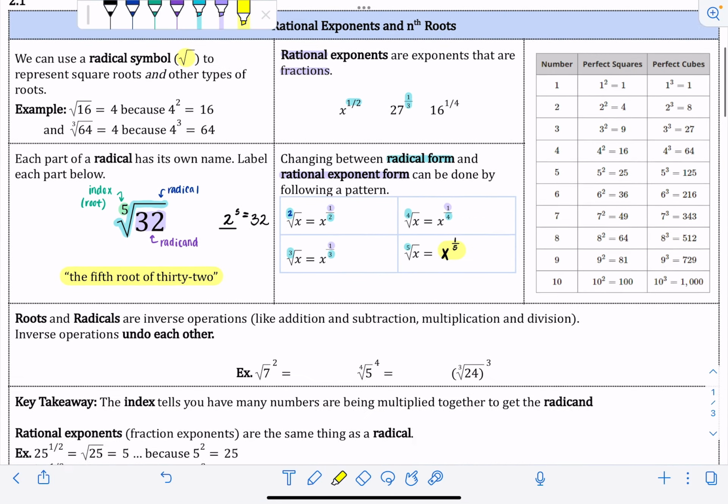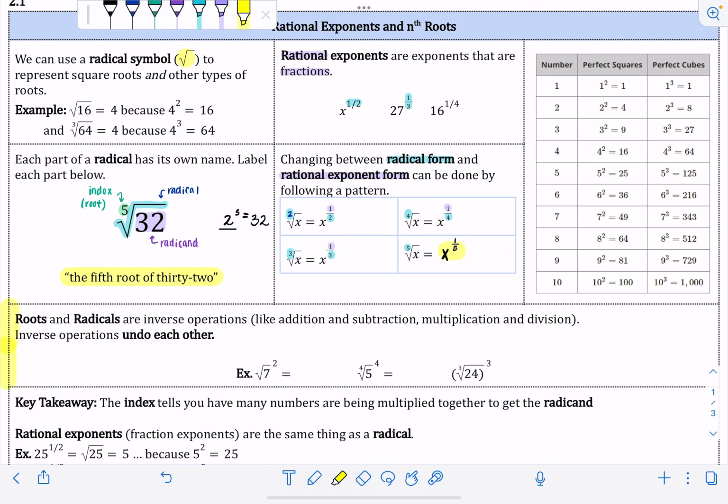Okay, and then the next section says, starting right here, roots and radicals are inverse operations. That just means they undo each other. Kind of like how addition and subtraction undo each other, and multiplication and division undo each other, roots and radicals do the same thing.